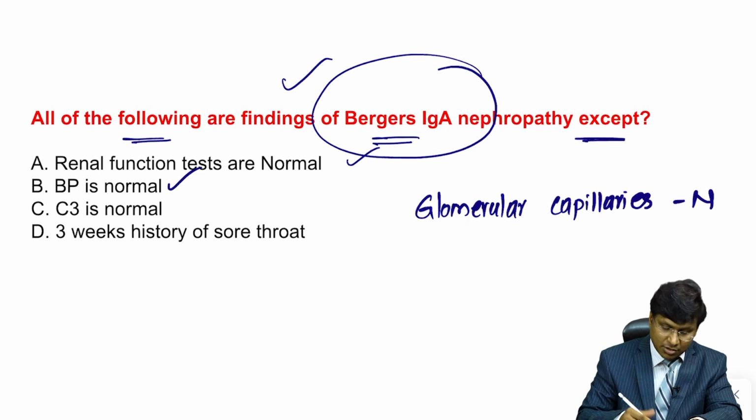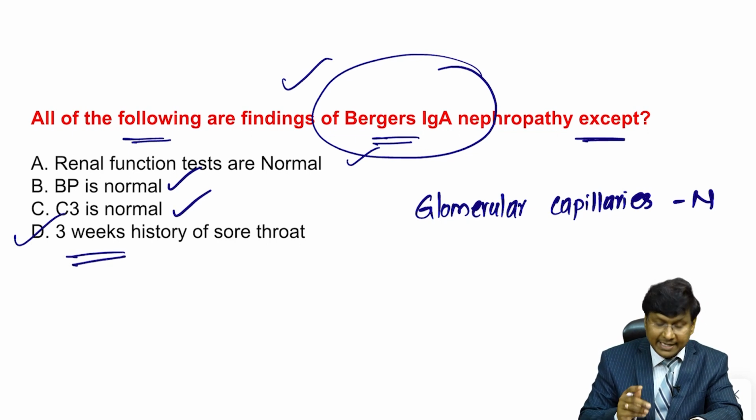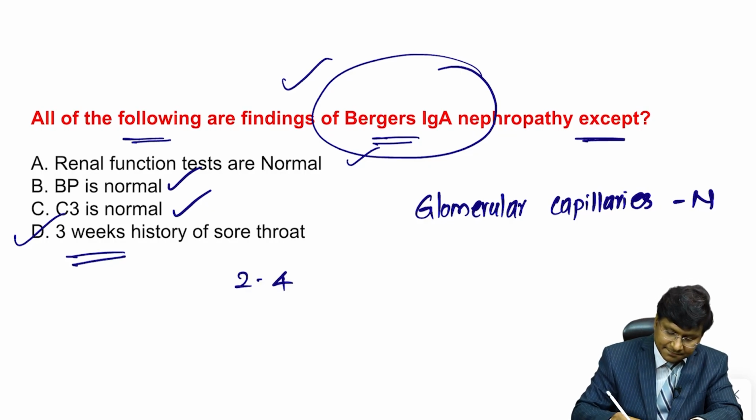Blood pressure is also normal. C3 is also normal. But they will not have a 3 weeks history of sore throat. They will be having a 2 to 4 days history of sore throat infection.